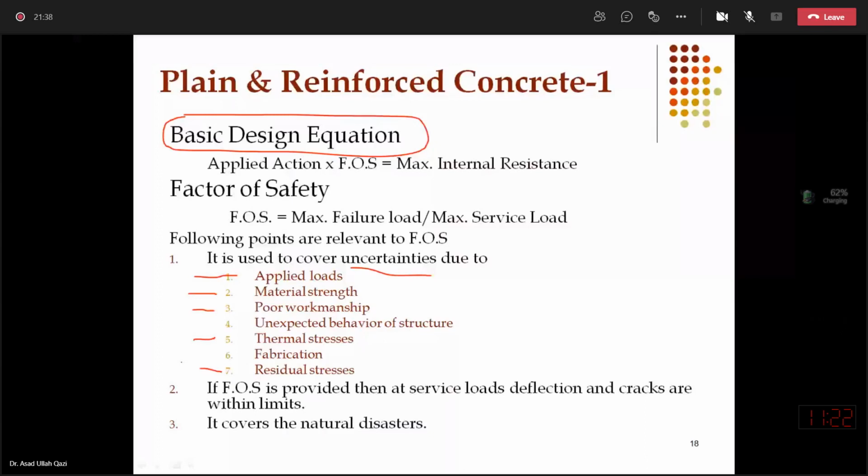So always keep in mind that the basic equation always is action, demand, should be equal to resistance, and either increase demand or decrease resistance, or take factor of safety on both sides, not only increase the demand but also decrease the resistance.